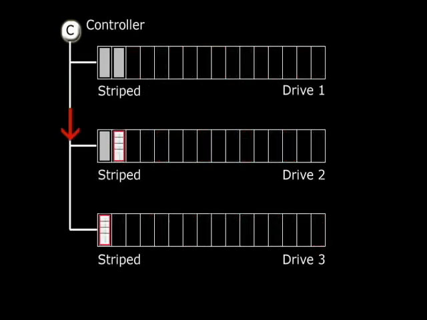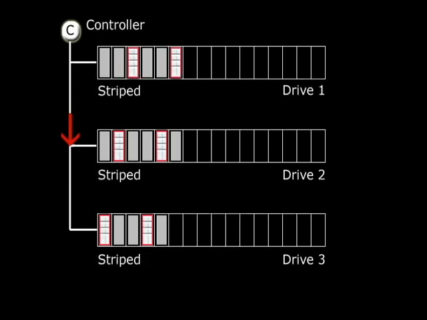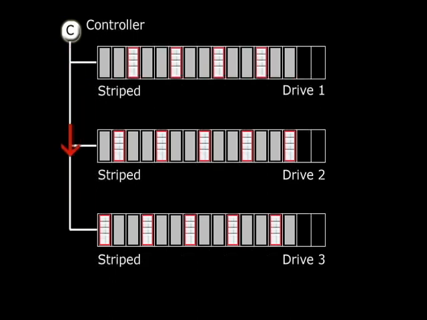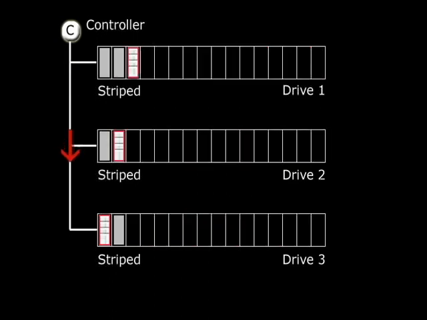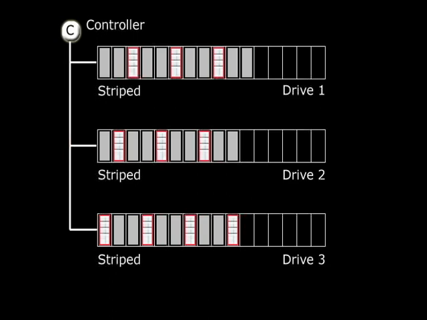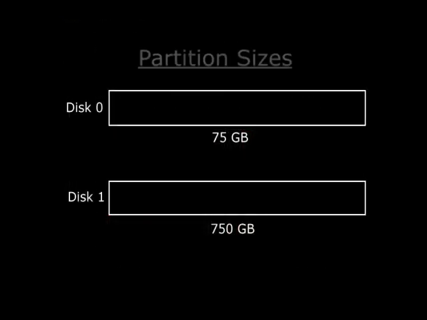RAID 5 is a good all-around system that combines efficient storage and excellent security and decent performance. It is ideal for file and application servers. Next is deciding on partition sizes. Partition sizes are entirely your preference. The size and quantity of the partitions will depend on your needs and drive size.